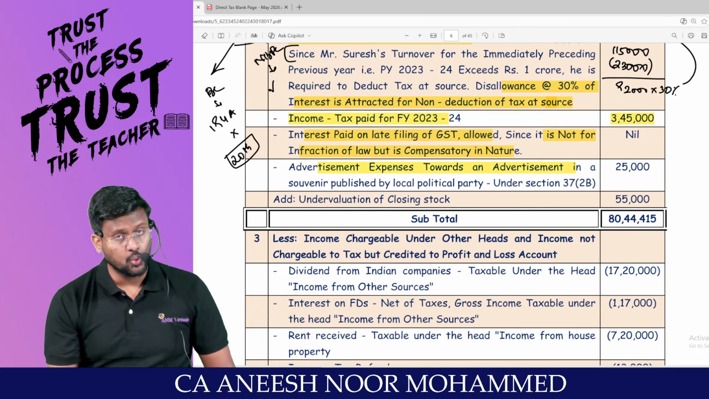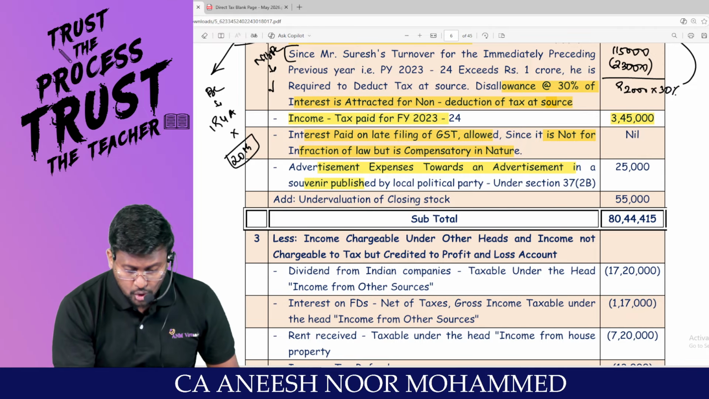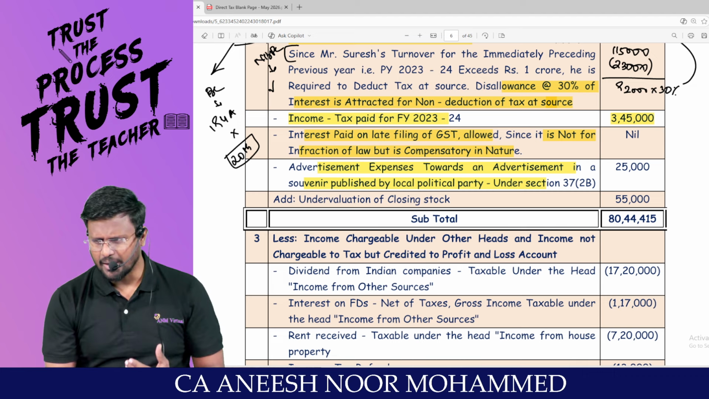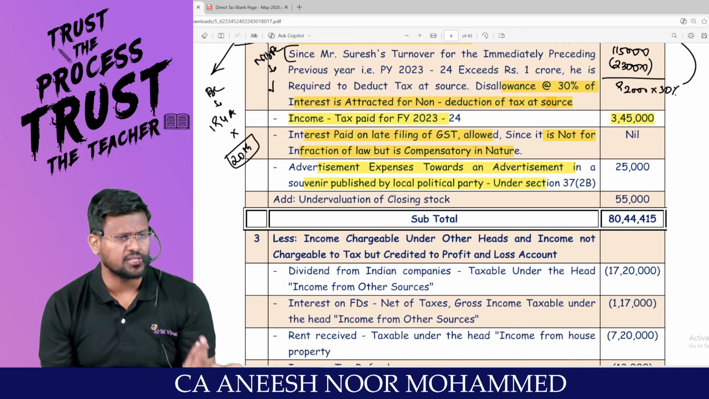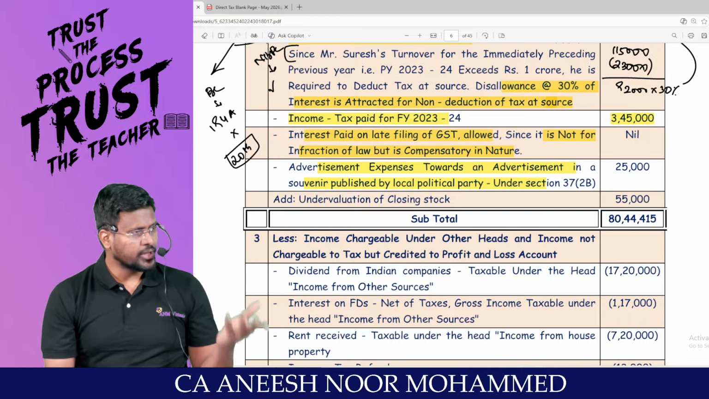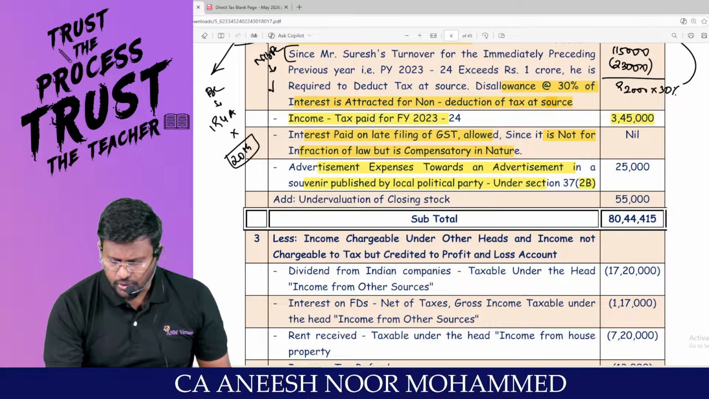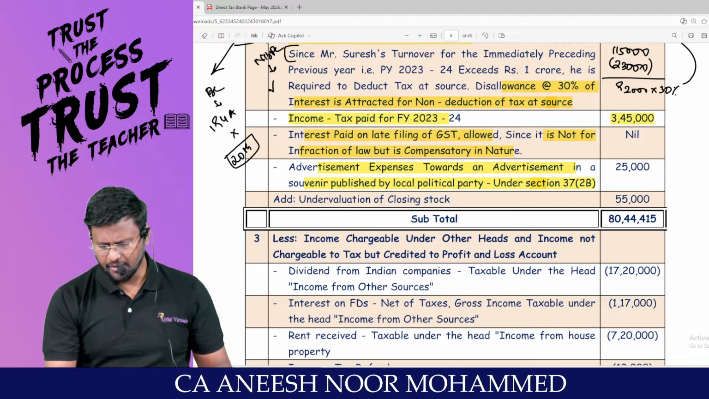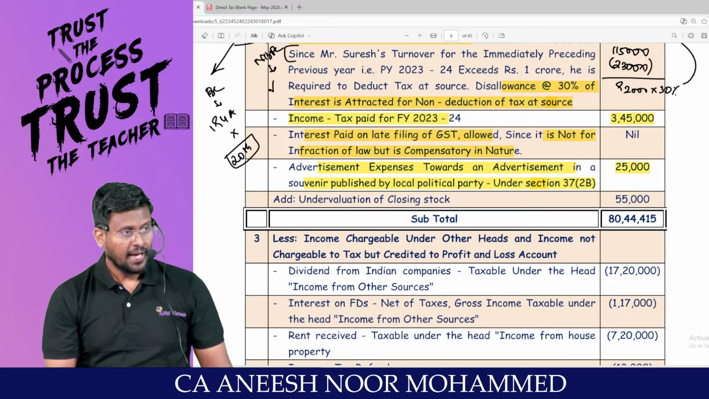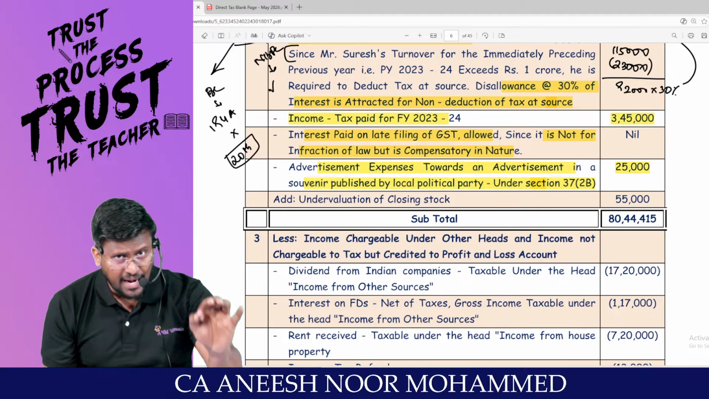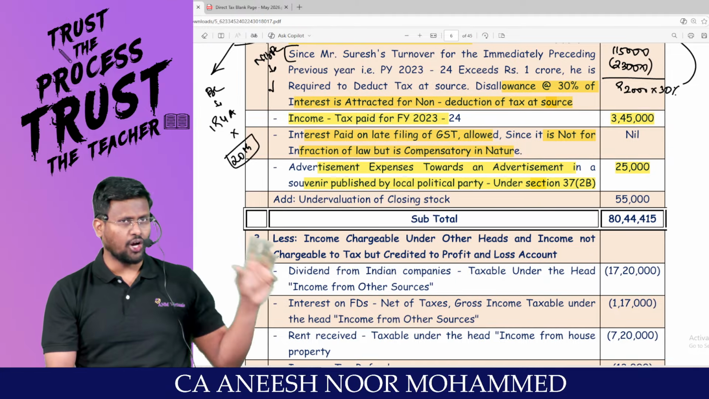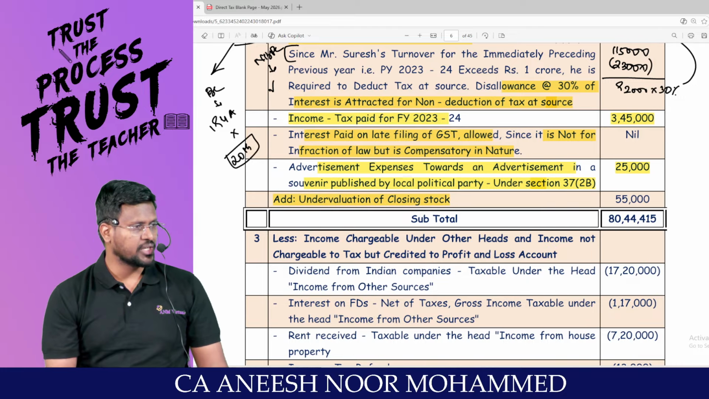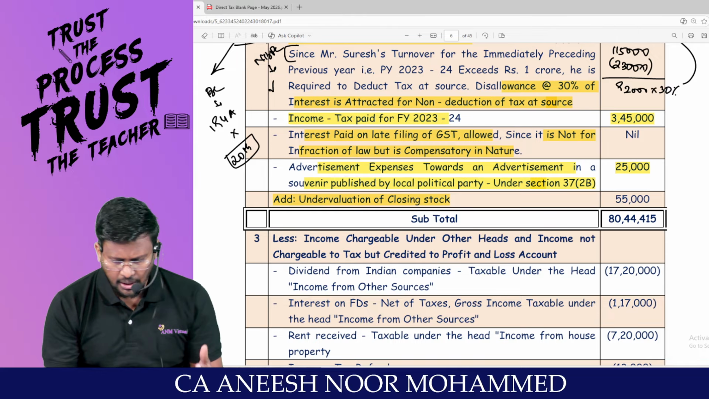Advertisement expense, 2 words. An advertisement in a souvenir published by a political party. First of all, as a businessman, contributing to a political party is not a business expenditure. So it should not be debited to P&L account. As per section 37(2B), it should be added back. First you have to add back. And there is a specific standalone adjustment which has not directly affected the P&L: the undervaluation of the what? Closing stock. Already I have explained the logic. This should be added back.